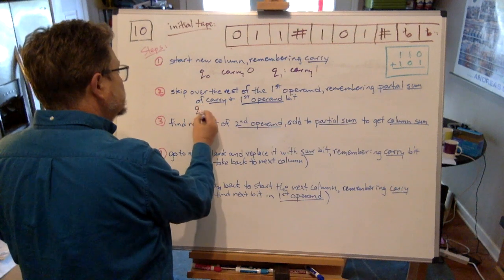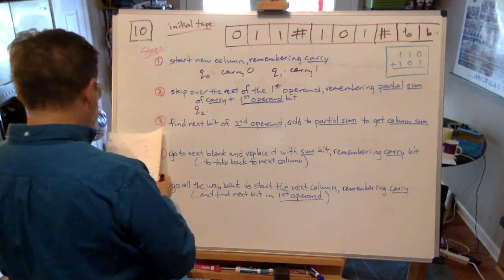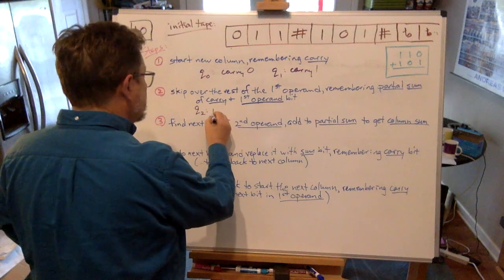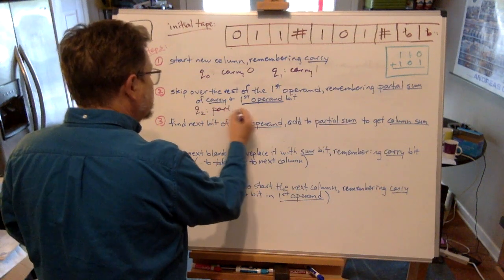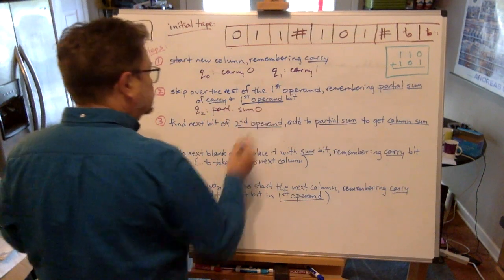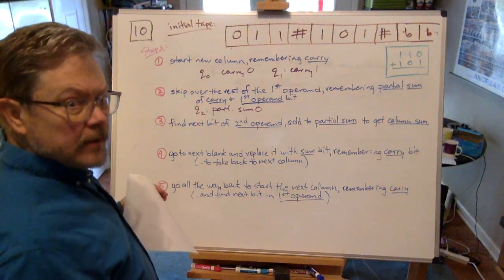I might need a Q2, which would be what? Representing a partial sum of 0. I'll abbreviate. Part sum 0. Carry 0, found a bit 0.